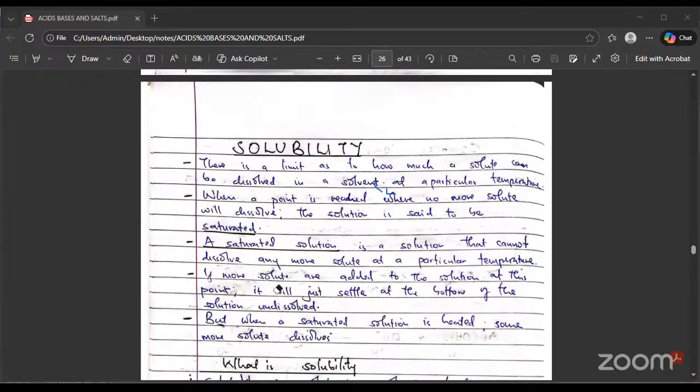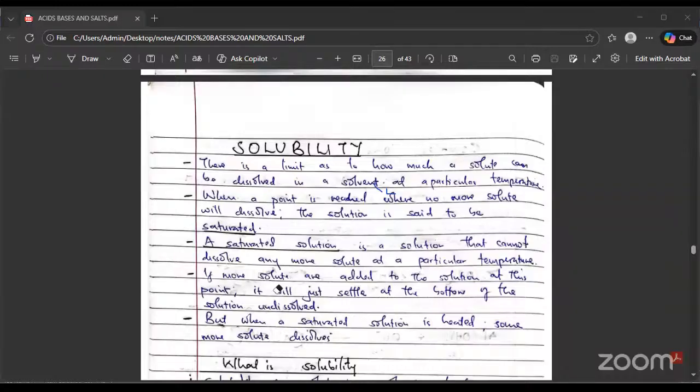When you have cold water in a cup and hot water in a cup, and then you add 3 teaspoons and 3 teaspoons to the cold and the hot one, which one will dissolve more? Which one can you add more and still all of it is dissolved? The hot one or the cold one? So the hot one normally dissolves a lot.